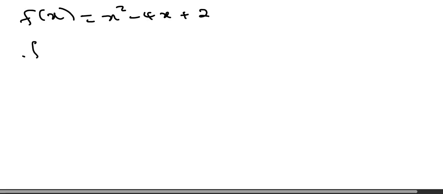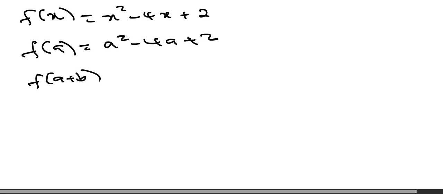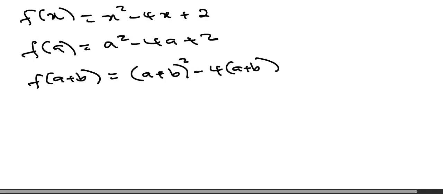So when they're asking for f of A, meaning just put A wherever there's x, this is what you get, then plus a 2. The next part, they want you to get what is f of A plus B, meaning wherever there was x there, we're going to put A plus B, then squared minus 4, then A plus B, then plus a 2.